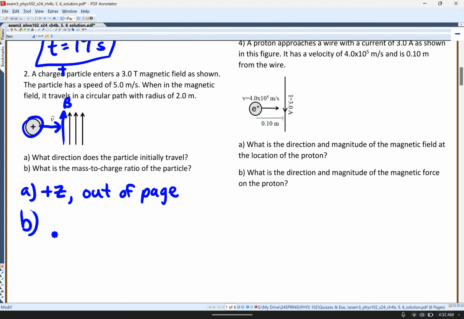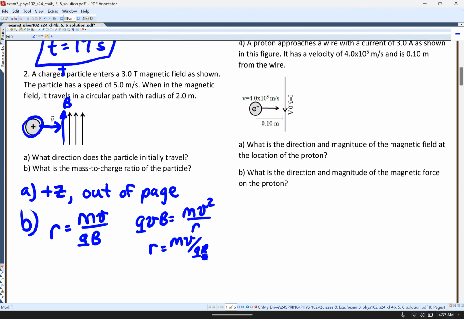Well, if you look at your cyclotron equation, that is R equals mv over qB. Just as an aside, let's remember where this comes from. I'm saying that qvB, the magnetic force, is my centripetal force. That's equal to mv squared over R. And that's how I get R is equal to mv over qB. It is important to remember where that comes from, that our magnetic force is our centripetal force. So R is equal to mv over qB.